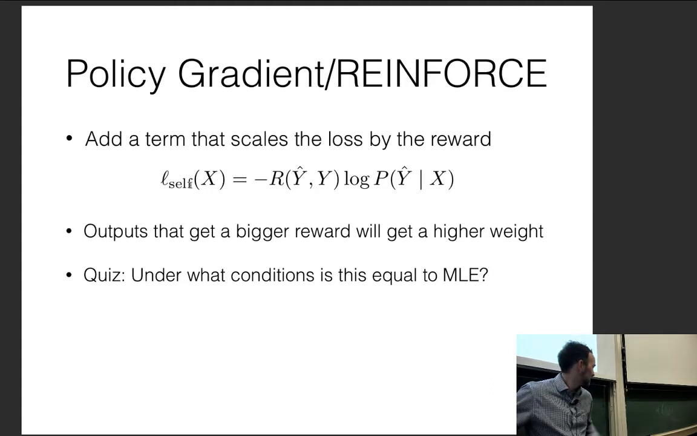Any ideas? I have a hint over there. Yeah? y equals y hat. Yeah, so basically reward is 1 when y equals y hat, but reward is 0 in every other case. So if you remove the fact that we're going to have to sample trajectories, and say we could sample an infinite number of trajectories, basically the negative log likelihood of the correct answer will be multiplied by 1, and the negative log likelihood of everything else will be multiplied by 0, so we can just ignore it.